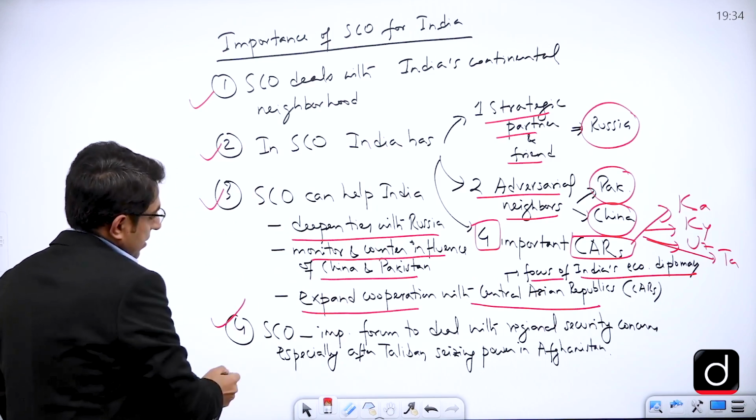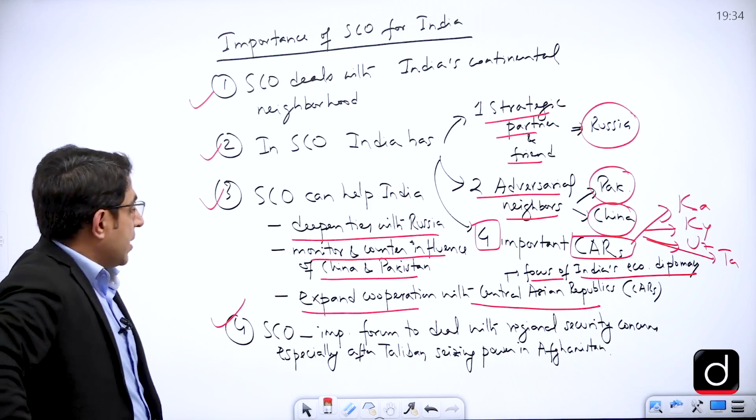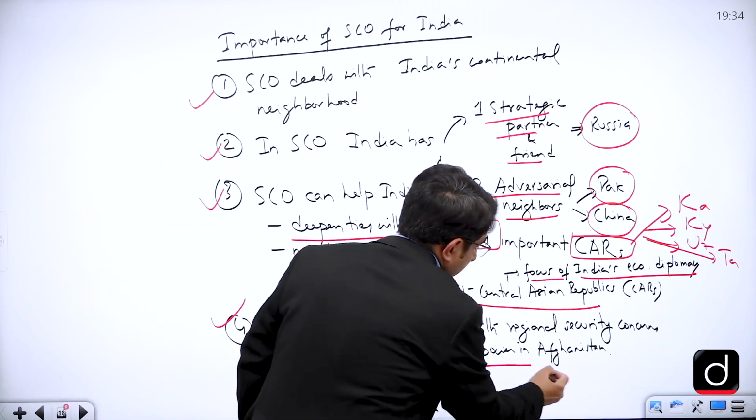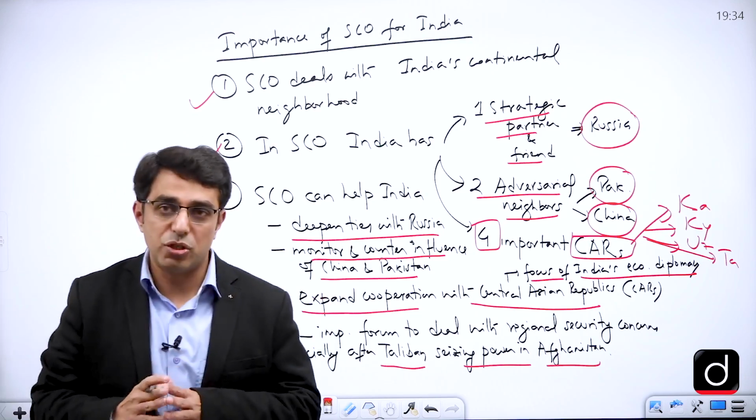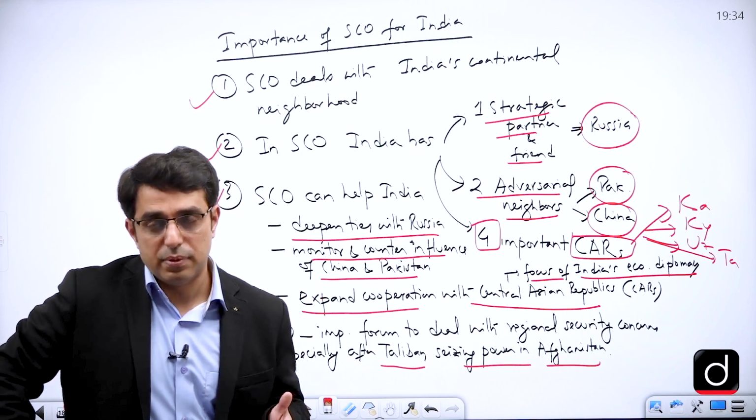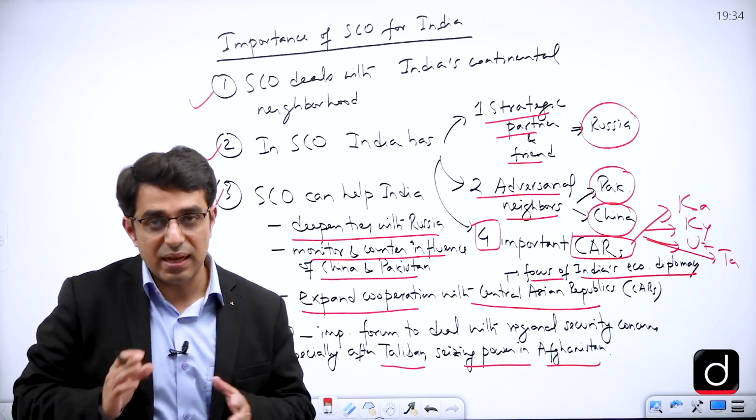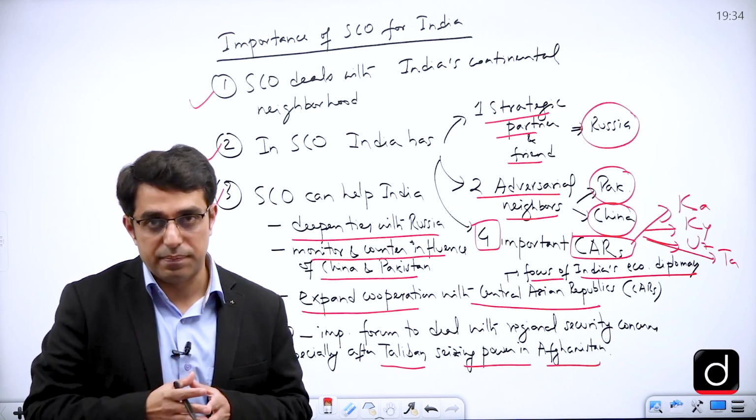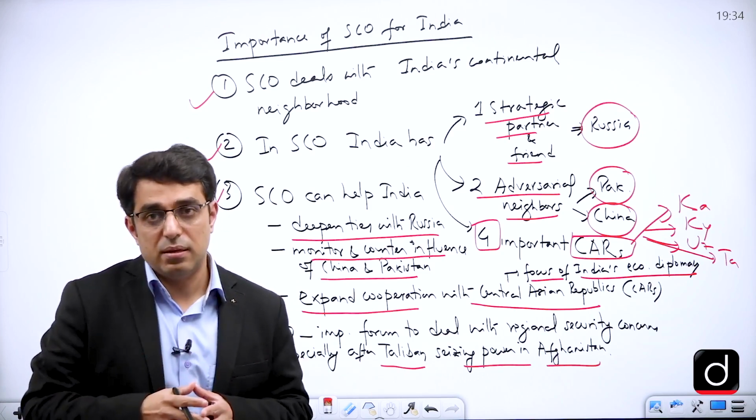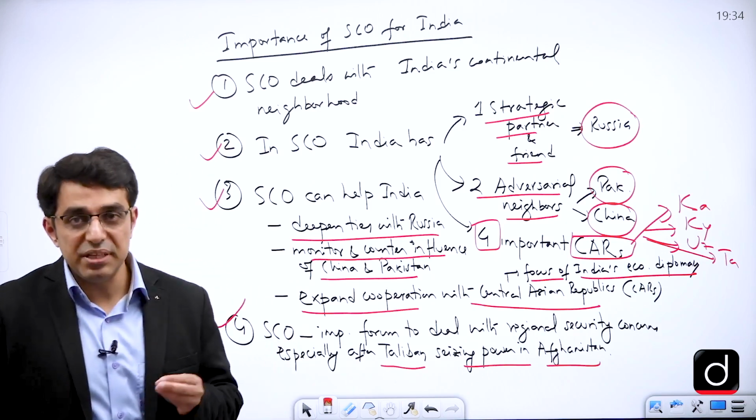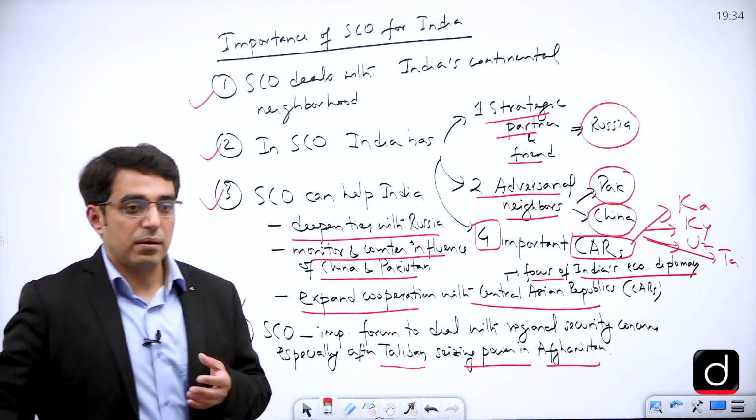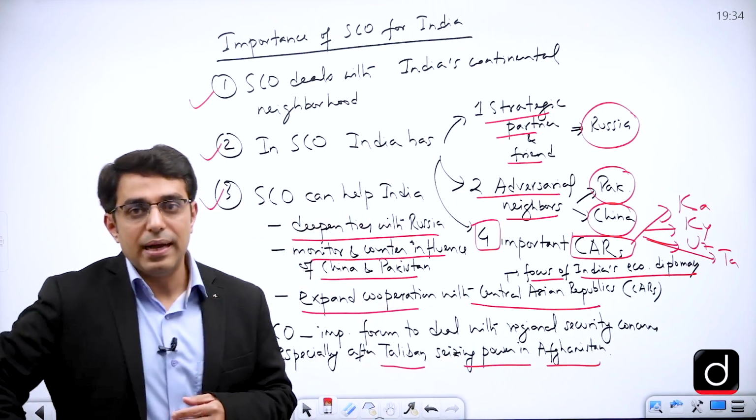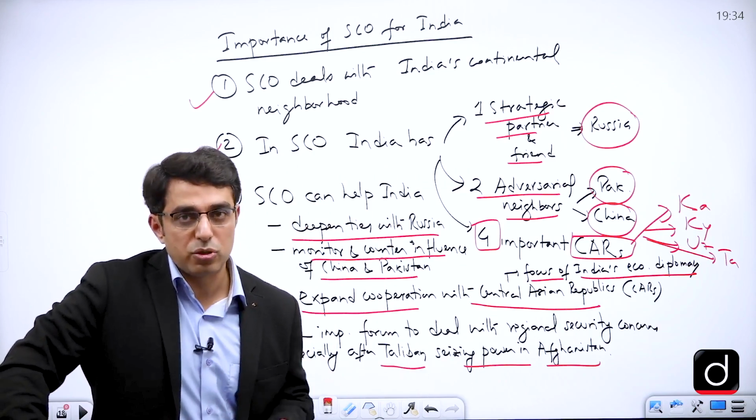Finally, we can also write that SCO is a very important forum for India to deal with its regional security concerns, especially after the Taliban seizing power in Afghanistan. All the member countries of SCO have a working relationship with the Taliban except for India, and that is again another area where SCO membership helps India to engage with the Taliban and also impress upon the other member countries of SCO what kind of regime should be in Afghanistan. Even the Taliban can be persuaded to have a more inclusive form of government, which works to the interest of India. So, those kinds of things are also possible through the membership of SCO.